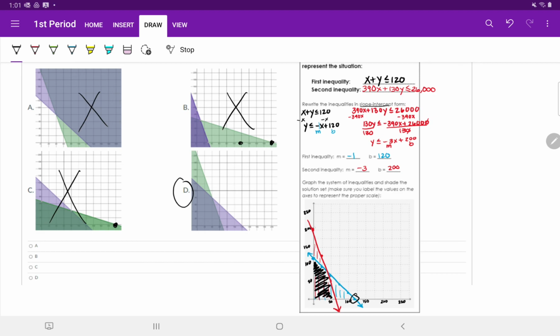And you can do that by looking at so many points. Like our red line crosses at 200, which is right here. So that looks good. These two lines intersect at about 75, 80 maybe. Yep, that looks like 80. Yeah, so D is looking really good based on what we drew. And there's your answer.